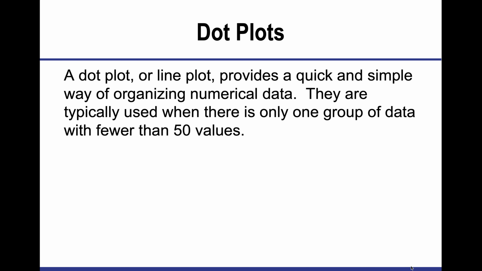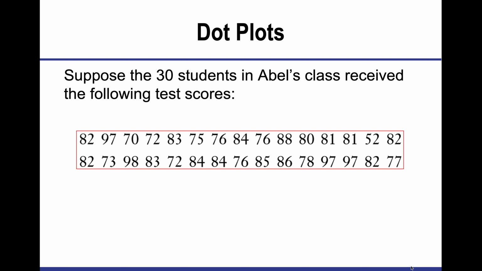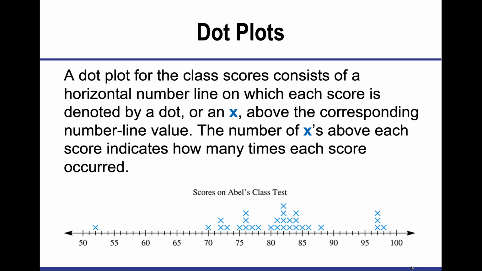A dot plot is another visual method we can use to show data. A dot plot gives a quick and simple way of organizing numerical data, and it's typically used when there is only one group of data with fewer than 50 values, because beyond 50 dots, it gets really hard to look at. So let's suppose the 30 students in this class receive these test scores. I'm going to put a dot on the plot for each test score.